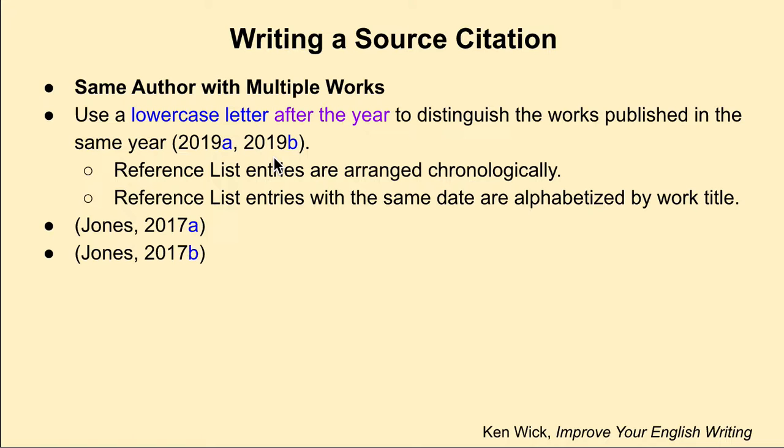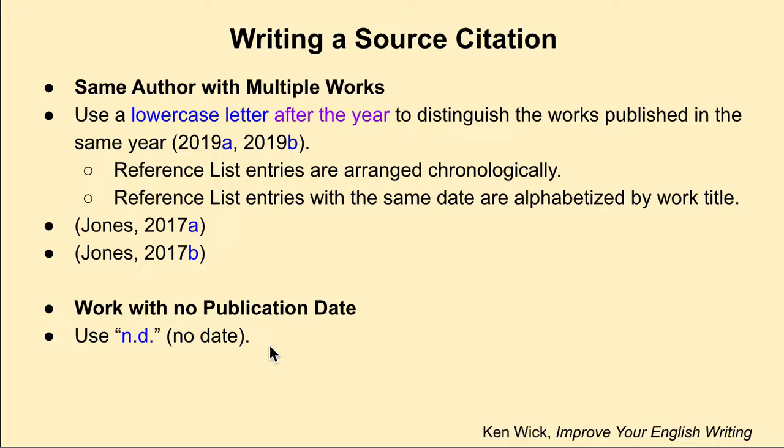Here's some examples. Jones, 2017A, Jones 2017B. Like I said, this work by Jones, the 2017A, has to be published before Jones published this 2017B work. So what about a work with no publication date? Well, what you do is you use ND, no date. For example, Jones, ND. That's how you'd specify a work with no date.